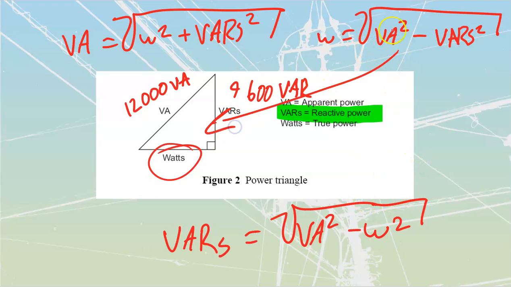Take your VA squared, 12,000 squared, minus my VARs, 9,600 squared, and that's going to give you a total amount of kilowatts. The total amount of kilowatts that you would actually calculate out of this would be 7,200 watts, also known as 7.2 kilowatts that you would have off of there.